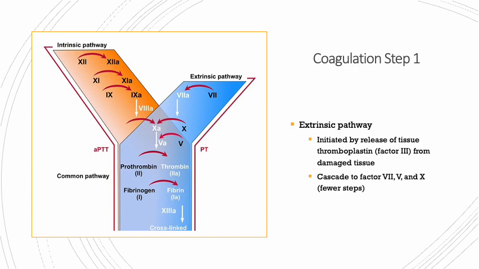The extrinsic is much faster. It's initiated by the release of tissue thromboplastin from damaged tissue. When tissue is damaged, it releases thromboplastin, which is also referred to as factor 3. As soon as this is released, it causes a chain reaction to release factors 7, 5, and 10. Those are the three clotting factors needed to initiate the clotting process. So one cut just sets off a domino effect really quick. This is the fastest way to get to clotting. It's easier to clot blood if there's an injury somewhere than to just make blood clot without any damage.